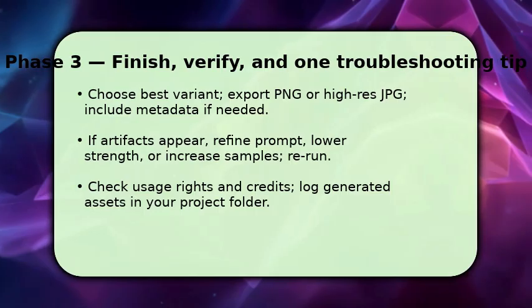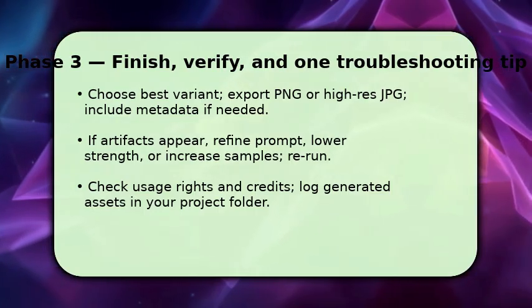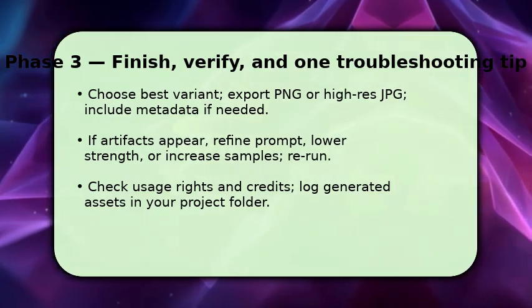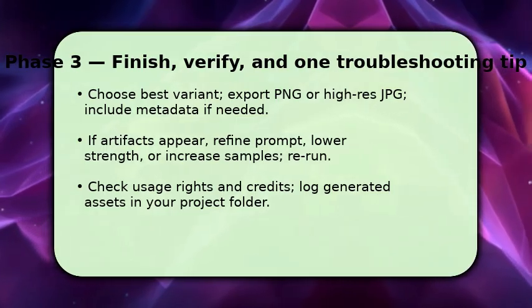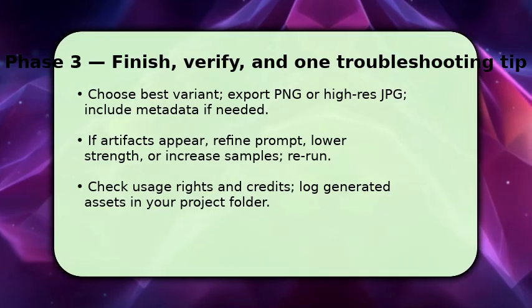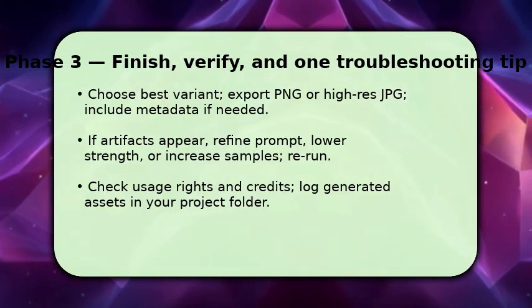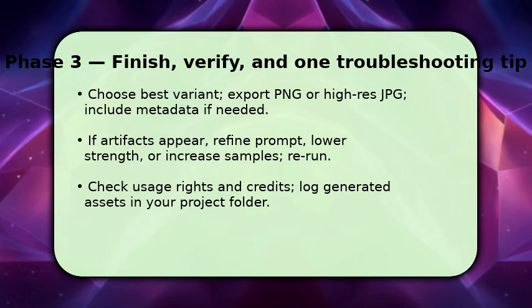If you encounter artifacts or odd details, refine the prompt with more precise descriptors, reduce strength to lessen edits, or increase sample count and rerun. These steps usually fix glitches. One troubleshooting tip: always simplify conflicting adjectives first, then iterate again.